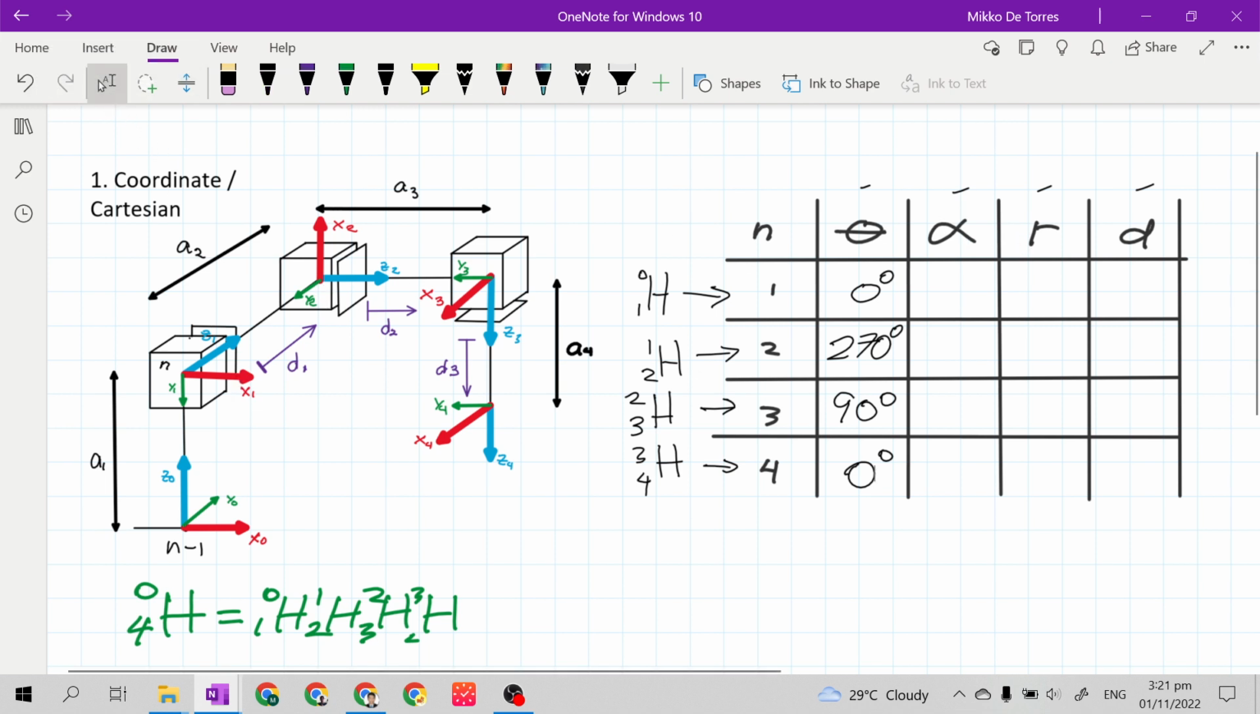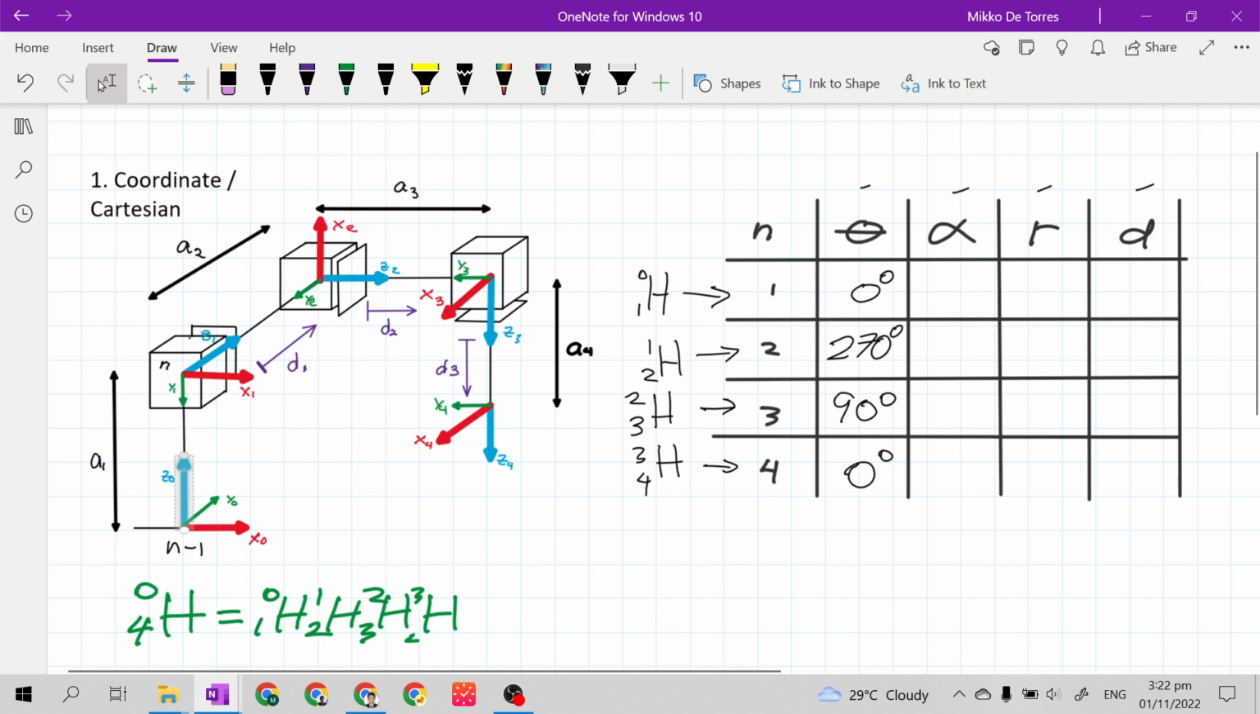Next is alpha. Alpha is the required rotation angle at x sub n to match z sub n minus 1 to z sub n. So let's go back to the base, to obtain the alpha for the homogeneous matrix of frame 1 relative to frame 0. Our axis of rotation now is x sub 1 because it is the x sub n. We will match z sub 0 to the direction of z sub 1, performing the rotation alpha counterclockwise again.